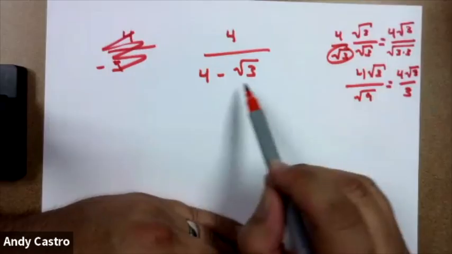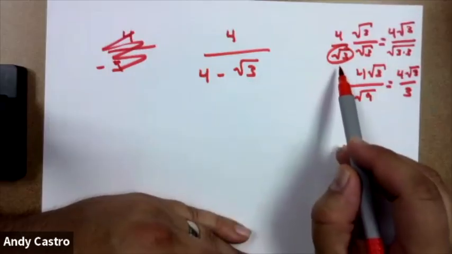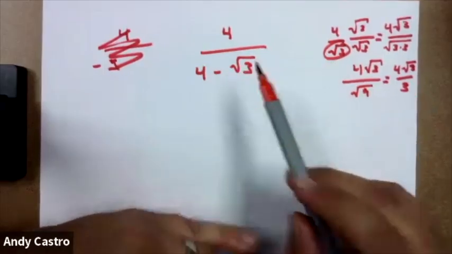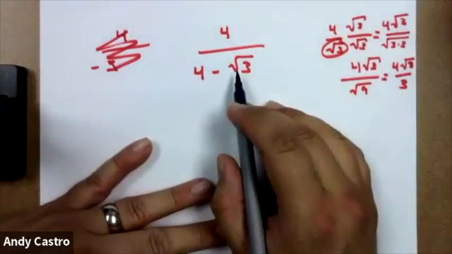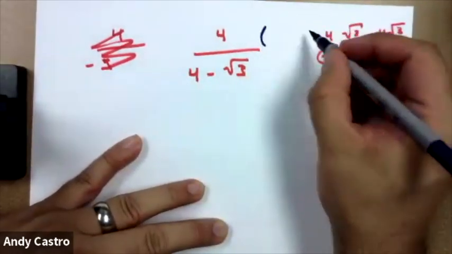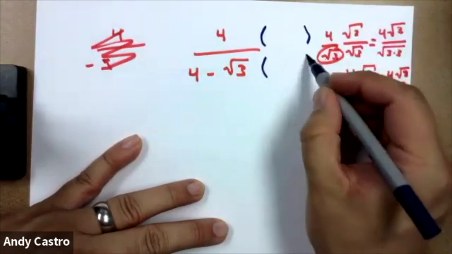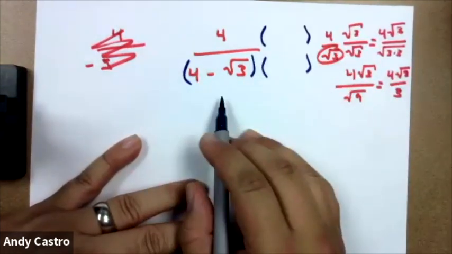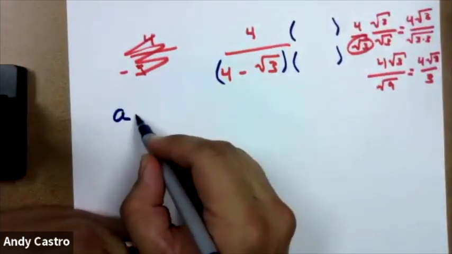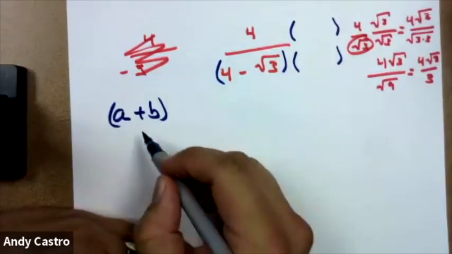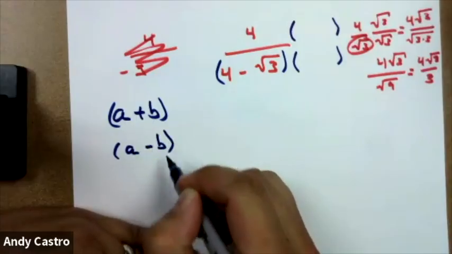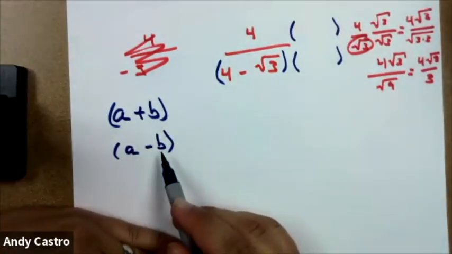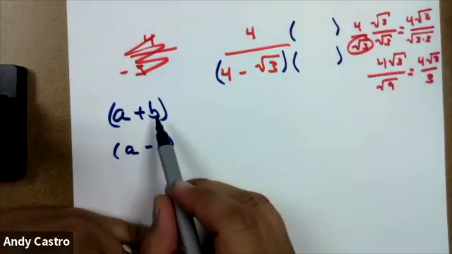But in this case, the denominator isn't a single root. The denominator is actually a binomial. So how do we get rid of that? The way that we get rid of that is by understanding that we can multiply the top and the bottom by the conjugate, okay? So what is the conjugate of A plus B? The conjugate is the quantity A minus B. And what's the conjugate of A minus B? That's the quantity A plus B.